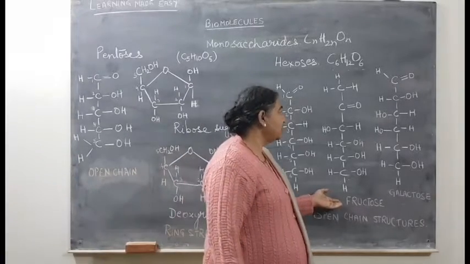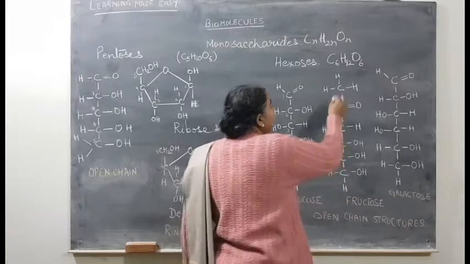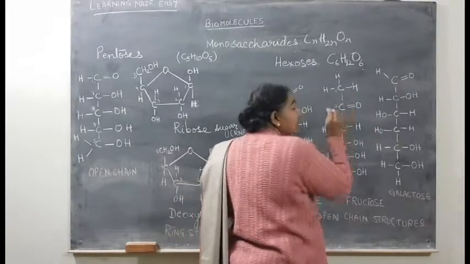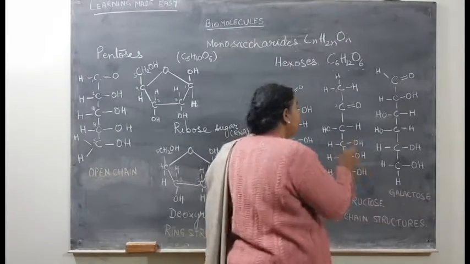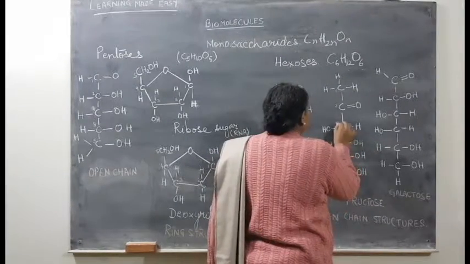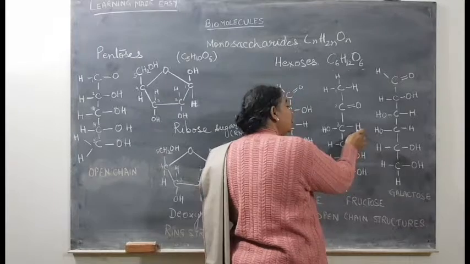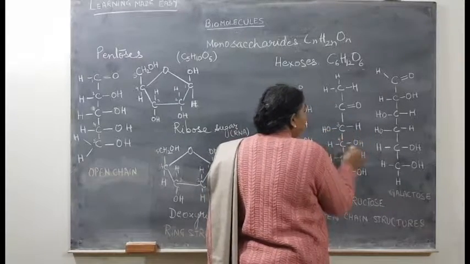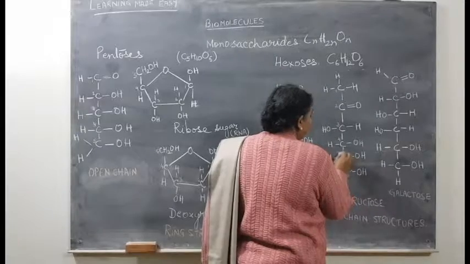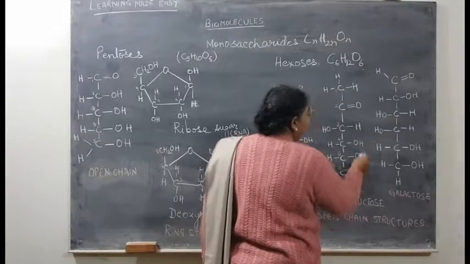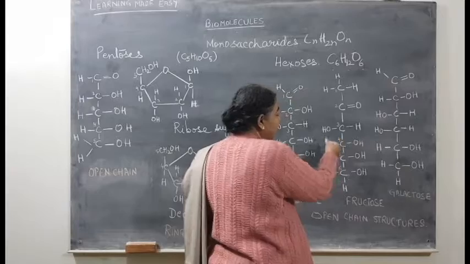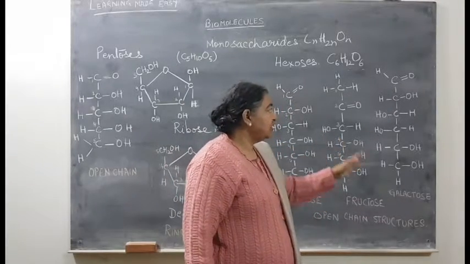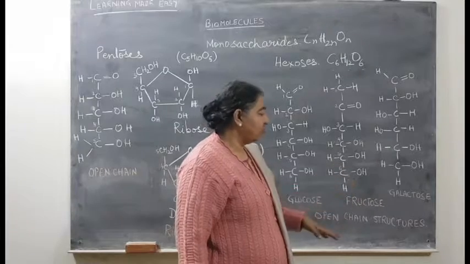While that of fructose, the first carbon has 3 hydrogen associated with it. The second carbon is associated with double bond O. The third carbon having an H on the right side, OH on the left side. The fourth carbon, the fifth carbon and the sixth carbon having OH on the right hand side, H on the left hand side. Now then comes the third structure, that is the galactose.